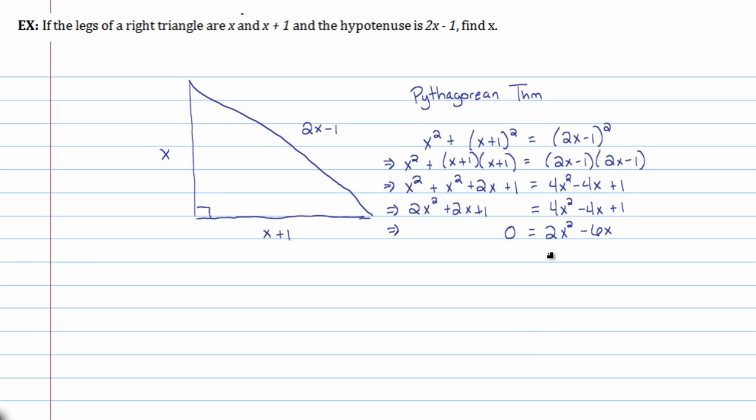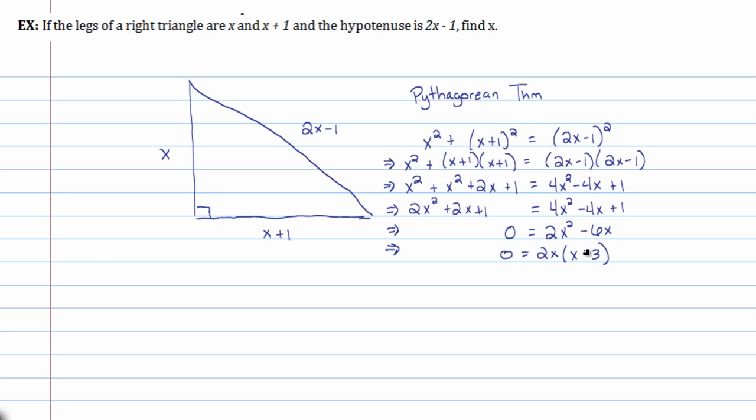Now, don't just jump into using the quadratic formula. The fact is, always ask yourself, can I clean this up? Is there something I can factor out of both these terms? Sure. You can factor a 2 and an x out of both of them. And if you do that, you're left with x minus 3.